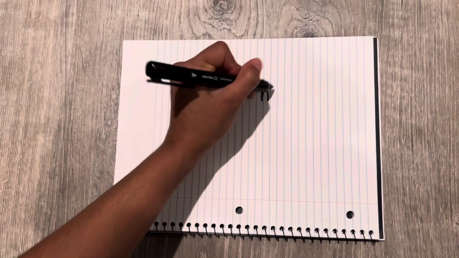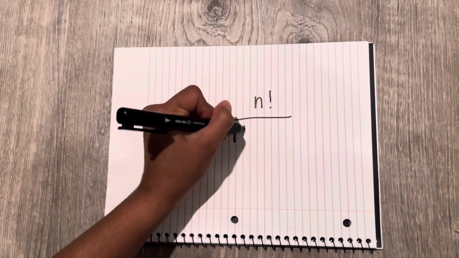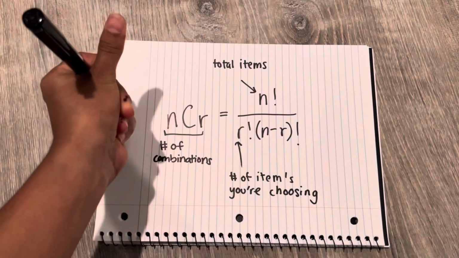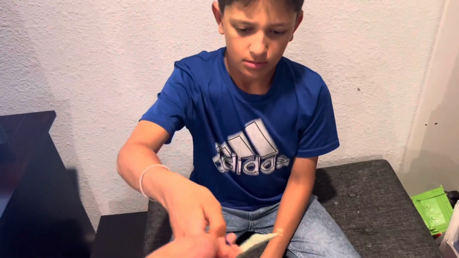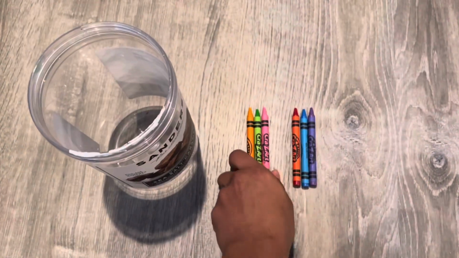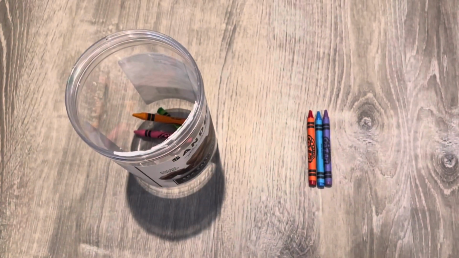If you've worked with probability in the past before, I'm sure you know the n choose r formula, where it's n factorial over r factorial times n minus r factorial, and here are the variables labeled. Let's take a look at an example. For my friend's birthday, I want to buy her 6 crayons, but I only have enough money for 3. The order of the crayons doesn't matter because they're all going in one gift bag.